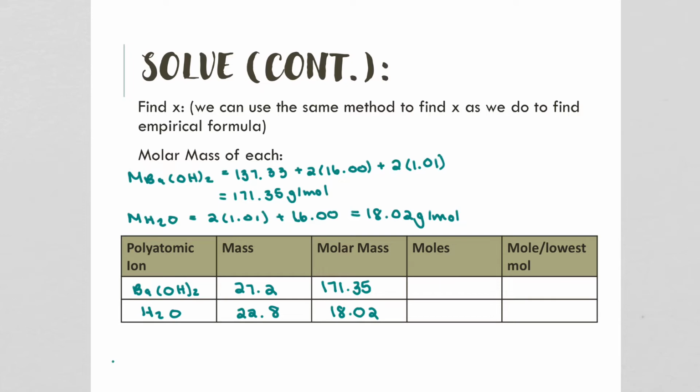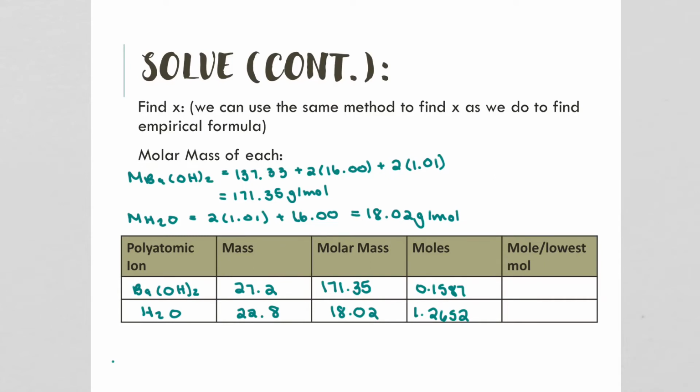So now we'll find out the moles of each. So 27.2 divided by 171.35. So we have 0.1587 moles. And the other one, 22.8 divided by 18.02. We have 1.2652. So now we'll take our moles and divide it by the lowest moles.